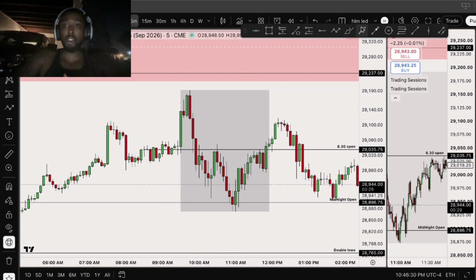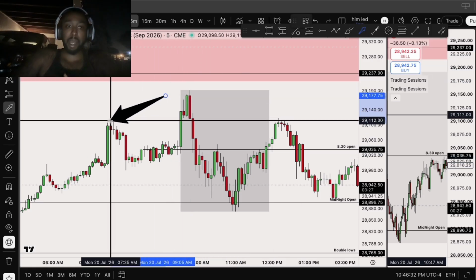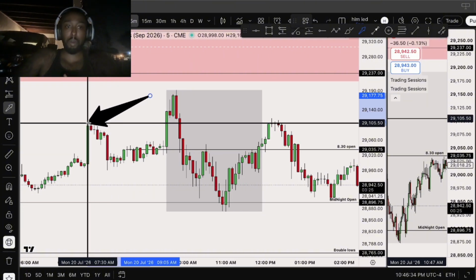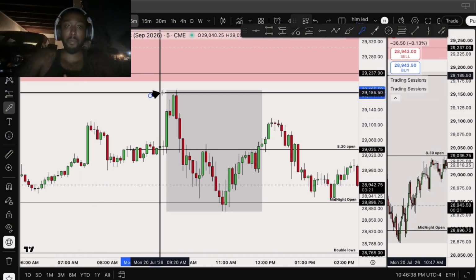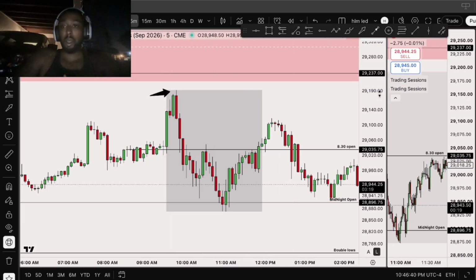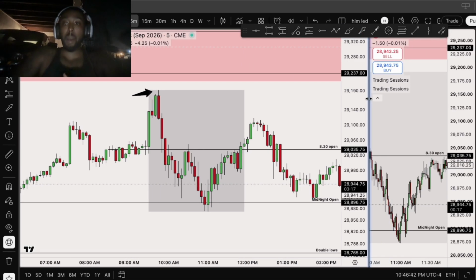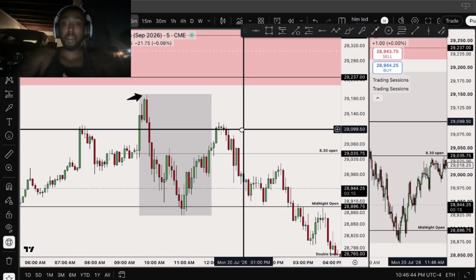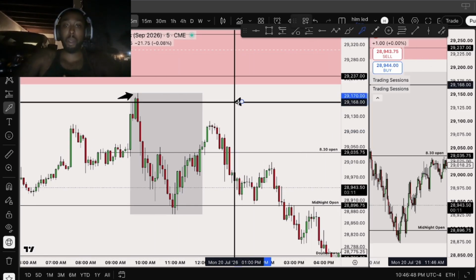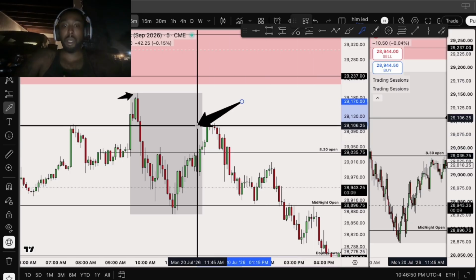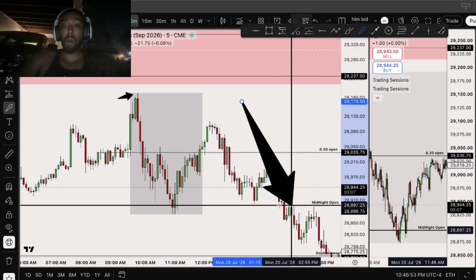And what does it do? It sweeps out this buy side liquidity. So we have this internal buy side liquidity. You see how it comes up and sweeps out this high right here. Boom. So now that we're up, I'm looking at where we are relative to the midnight open and relative to the 8:30 open. Now that we're way up here, the 8:30 open is below us and the midnight open is below us.